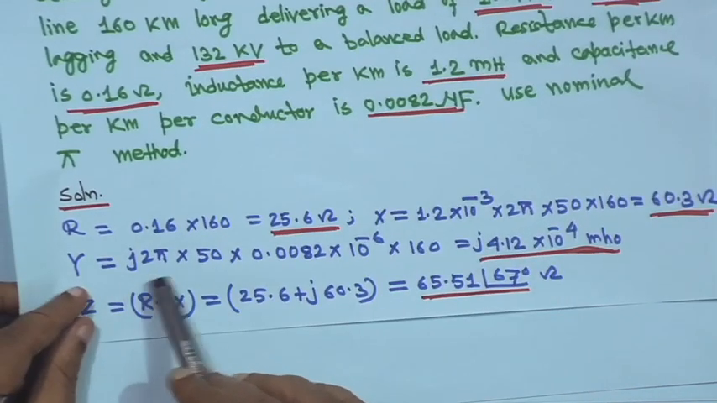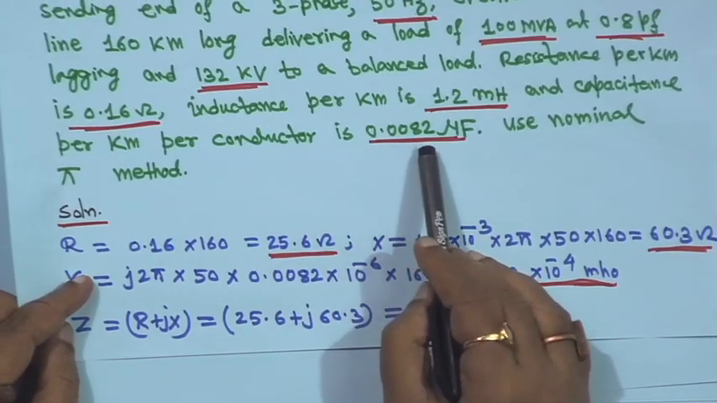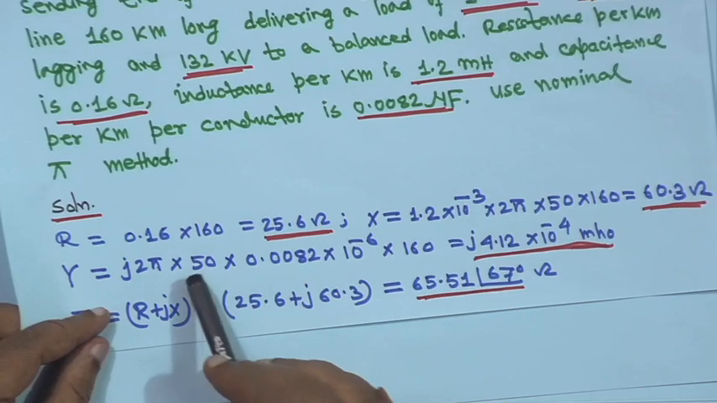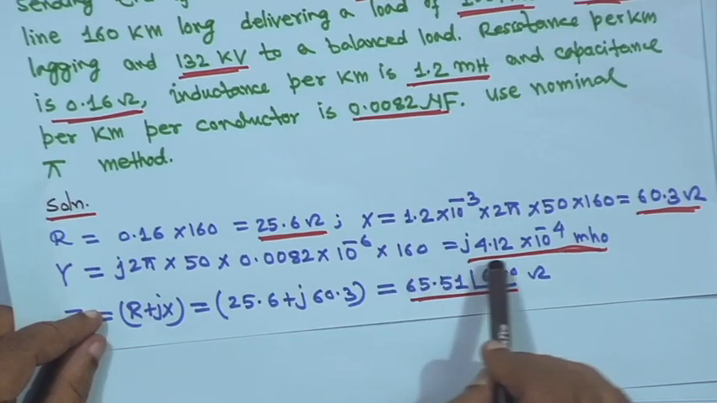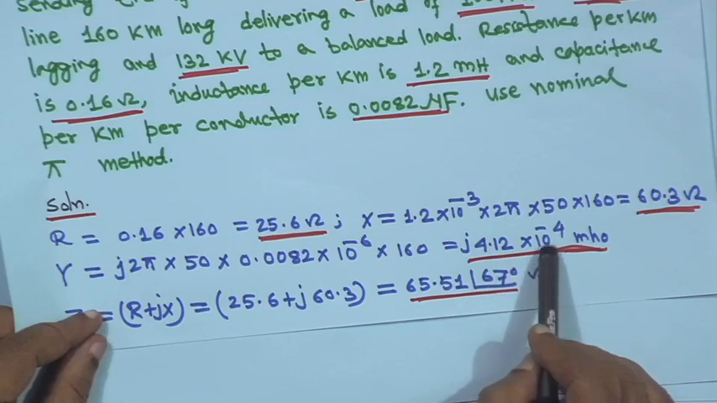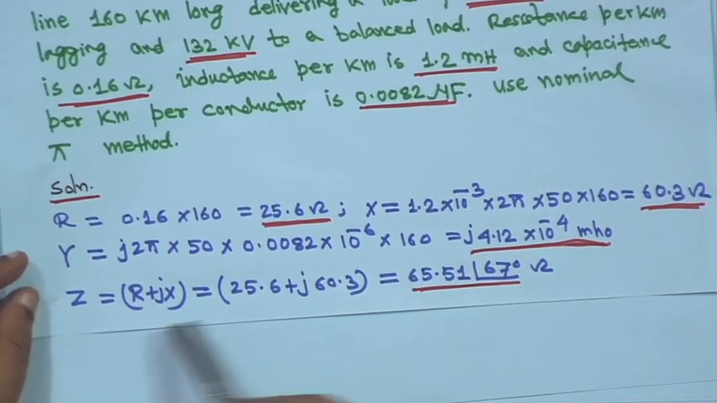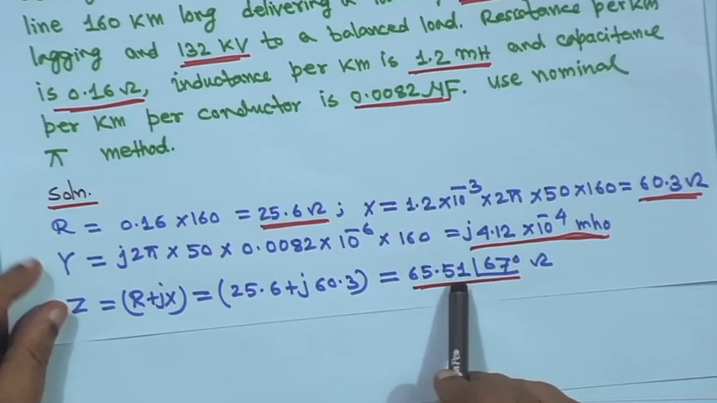Now Y is calculated from the 0.0082 microfarad, the frequency of 50 Hz, and the line length of 160 km. You will get j 4.1 into 10 to the power minus 4 mho. I am using mho, not Siemens. Z is equal to R plus jX, this is the impedance of the line, and the angle is 67 degree.